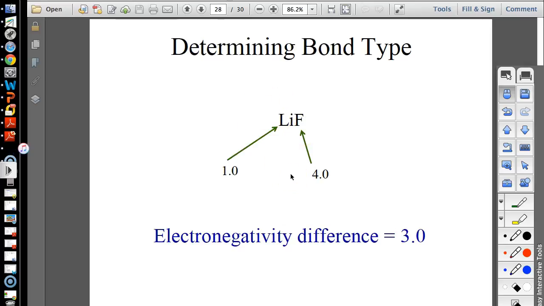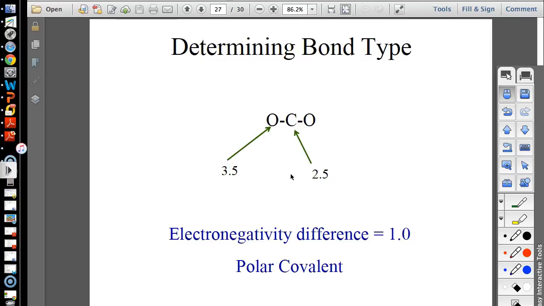Do you have a question? Yeah. Sure. Are there any elements that you can put together to where the electronegativity difference will be 3.5? So when you do the difference, the least electronegative stuff would be metals all the way. Well, look at your textbook, all right?